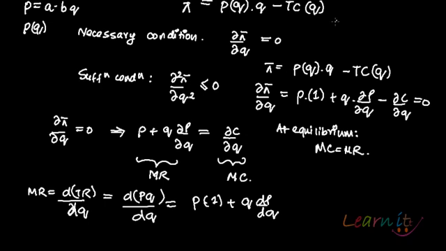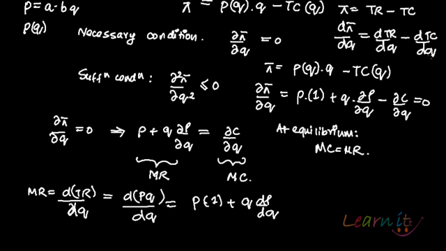I could have just said it like this: pi is equal to TR minus TC. So d pi by dQ equals dTR by dQ minus dTC by dQ equal to 0. That would be dTR by dQ equal to dTC by dQ. So you have your marginal revenue equal to marginal cost.